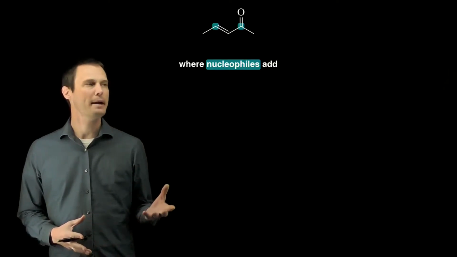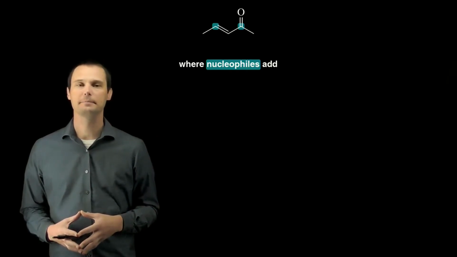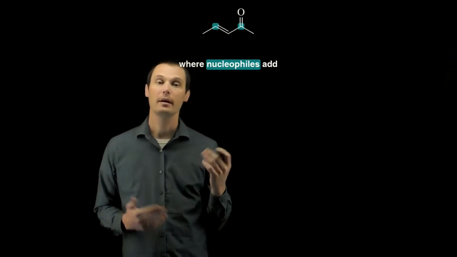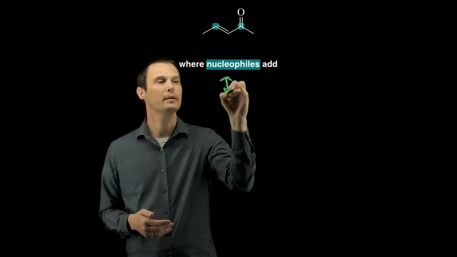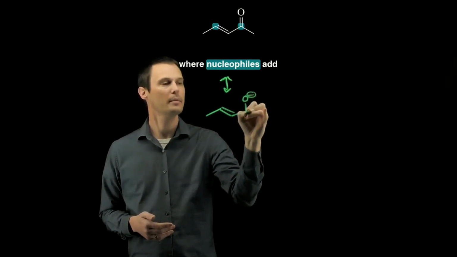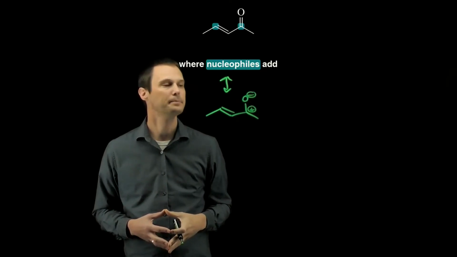The assessment asks us to use the minor resonance contributors of this molecule to predict where nucleophiles will add. If we look at the resonance contributors, the first thing I notice is the carbon-oxygen pi bond. It's a polar pi bond, so we can separate the charges of the polar pi bond in a resonance contributor, where we'll break the carbon-oxygen pi bond, put a negative charge on oxygen and a positive charge on carbon.